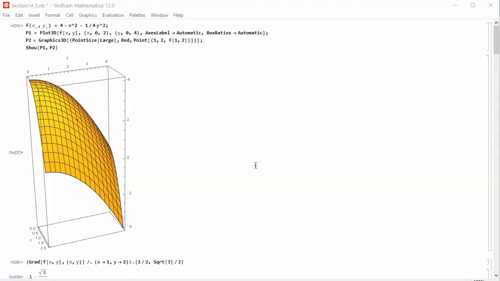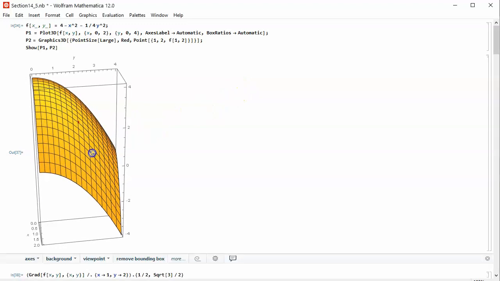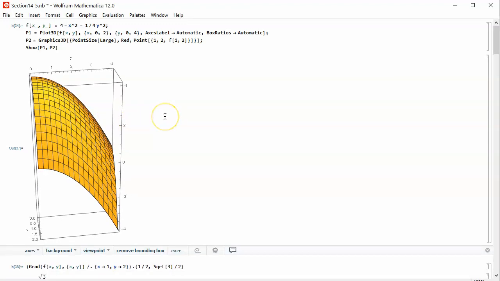So this surface that we see here is from the example that we did in the last video, what we finished up with. This is the surface z = 4 minus x squared minus 1/4 y squared. And this red point here is the point where we want to take the directional derivative. So what a directional derivative tells you is how the function is changing. In this case, the function value is the z value, the z coordinate of these points. So the directional derivative tells you how this surface is changing in the z direction, so how it's changing vertically.